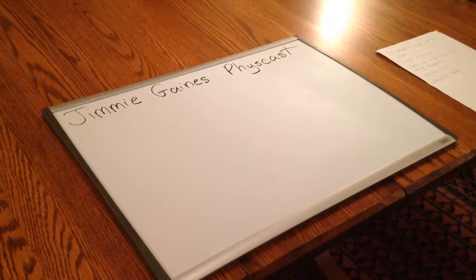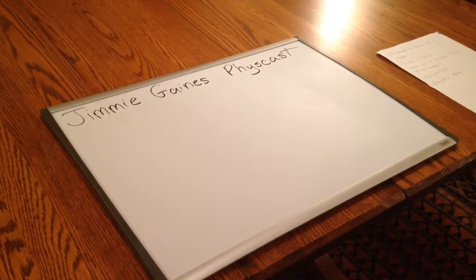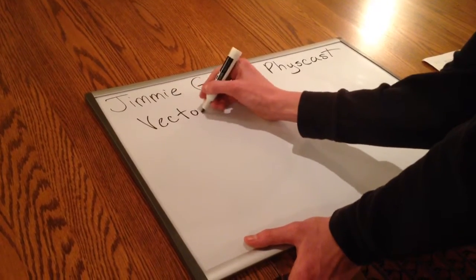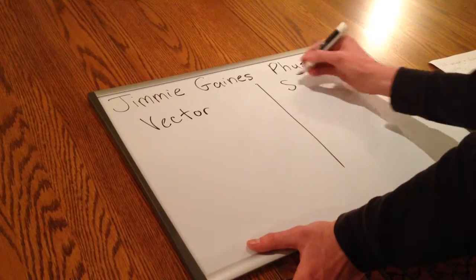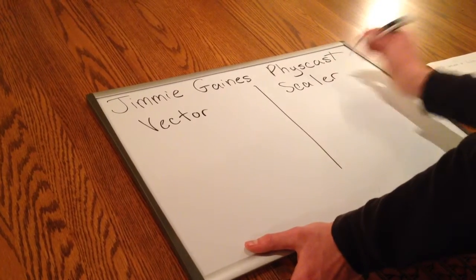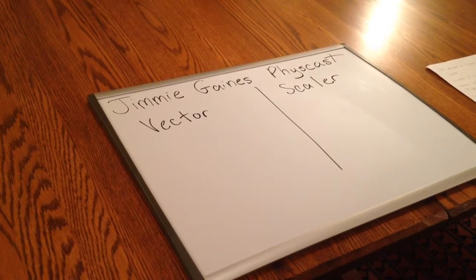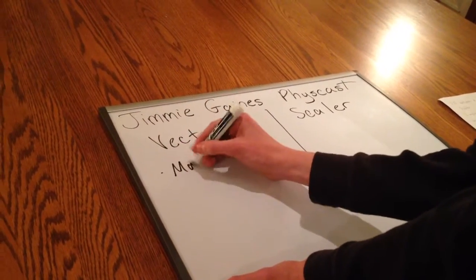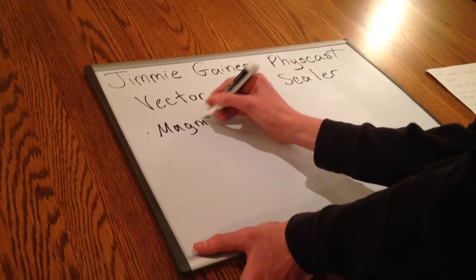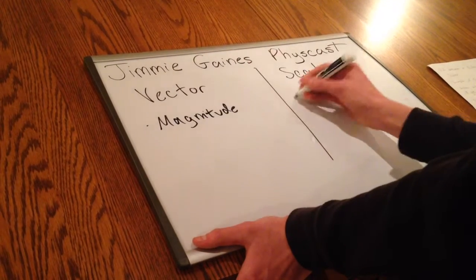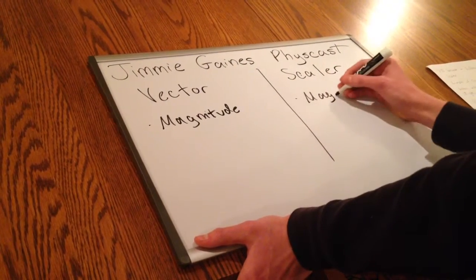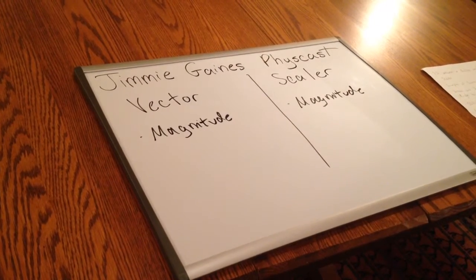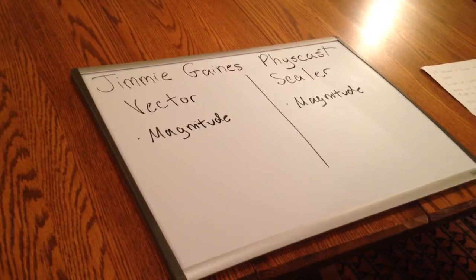And first, we're going to talk about the differences between a vector and a scalar. So, make a small chart here. Vectors and scalars both share the same thing, and that is magnitude. They both measure this. They're both units of measurement. However, the difference between a vector and a scalar is that a vector also takes into account the direction.